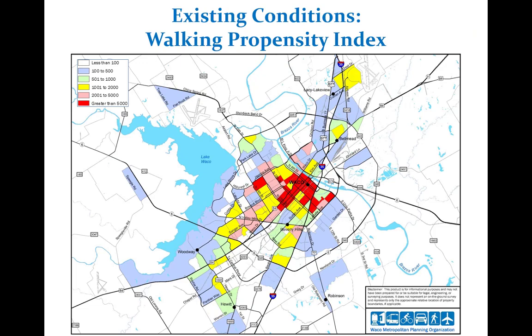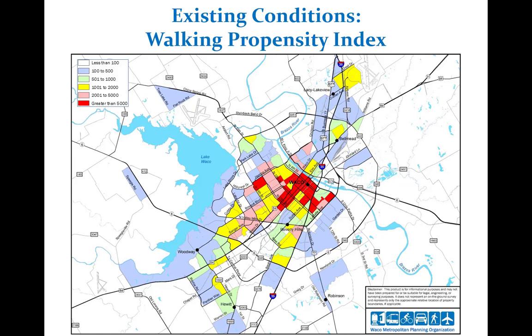MPO staff also developed a walking propensity index, which considers the proximity and density of attractors. So, in other words, is your desired destination located within walking distance? And if so, is there an easy, mostly direct way to walk there? Inputs for this analysis include things like residential density, commercial density, land use mix, and street connectivity.